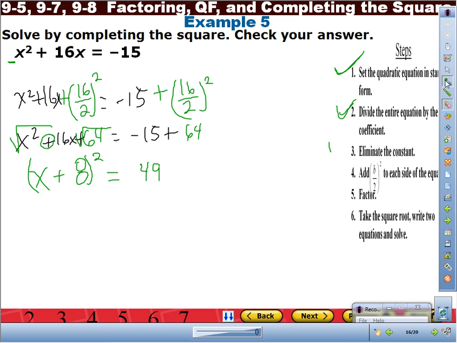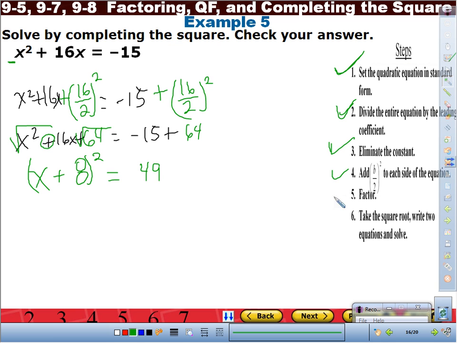Okay, pens down really quick. Let me just elaborate on a couple of things here. Now, some of you are looking at me like, Mr. Q, I don't understand why this just turns into this. We don't have to do anything about it.